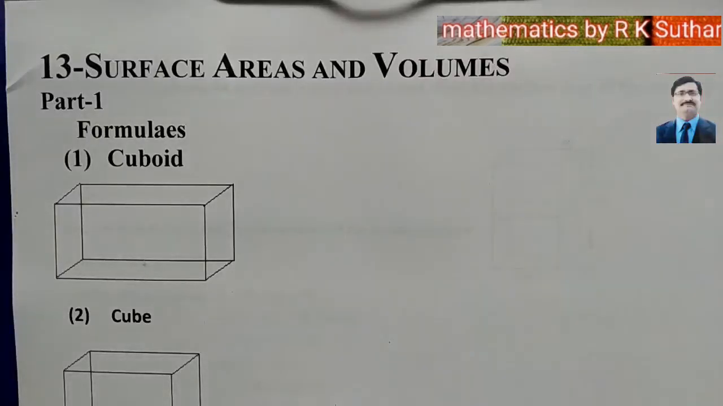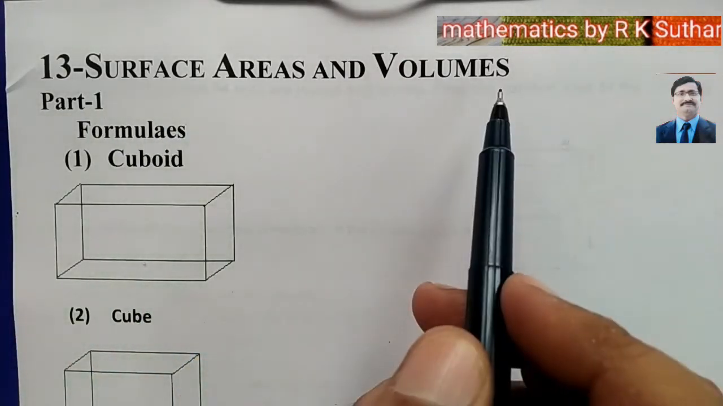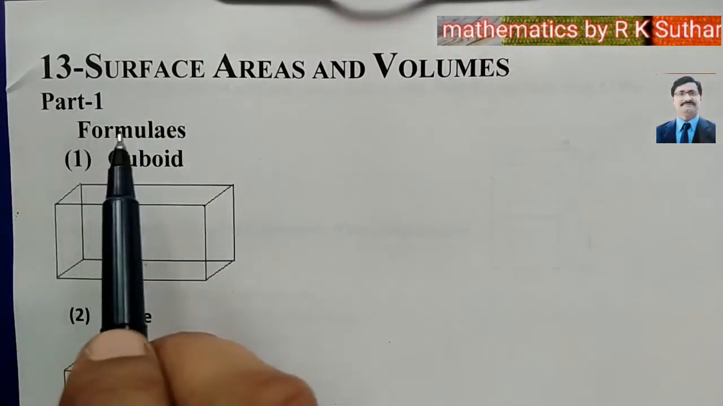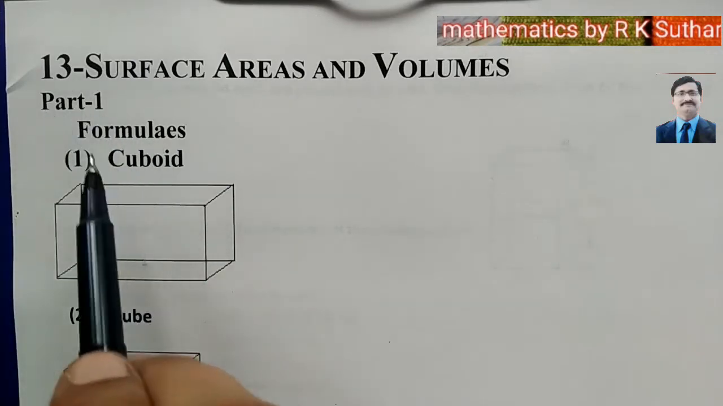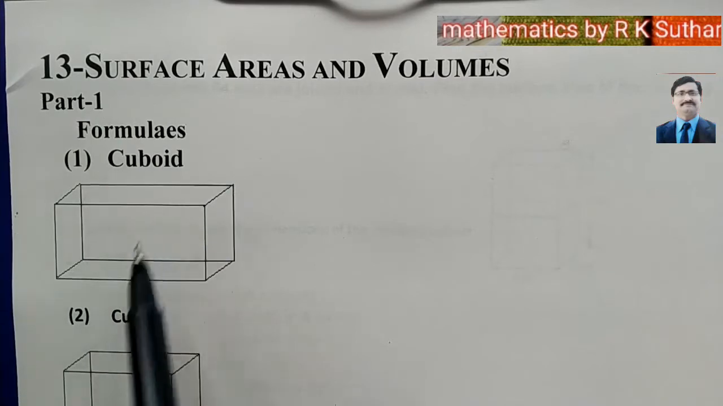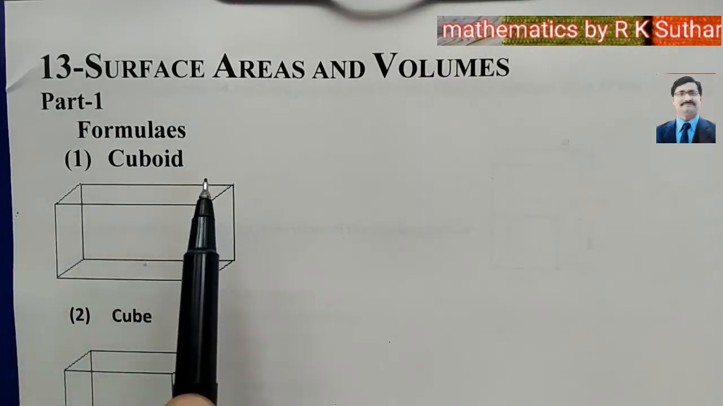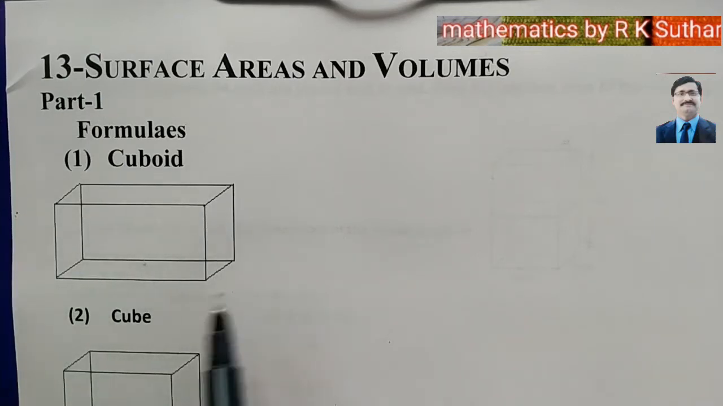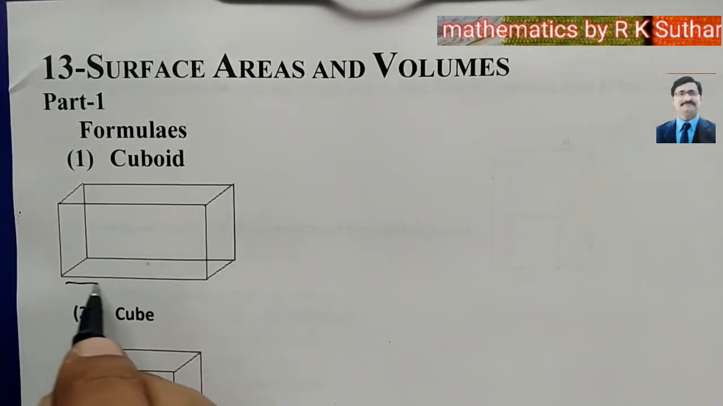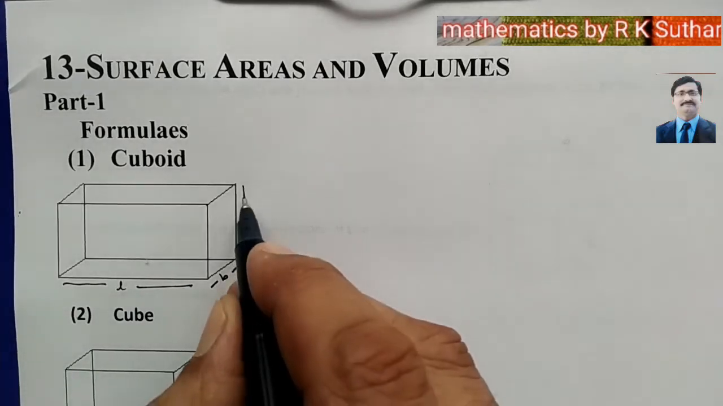Hello students, now we will do topic number 13, surface areas and volume. Today we start part one. Some formulas are very important, and look at this shape we have. This shape is called a cuboid. Look here, this is the length, this is the breadth, and this is the height.